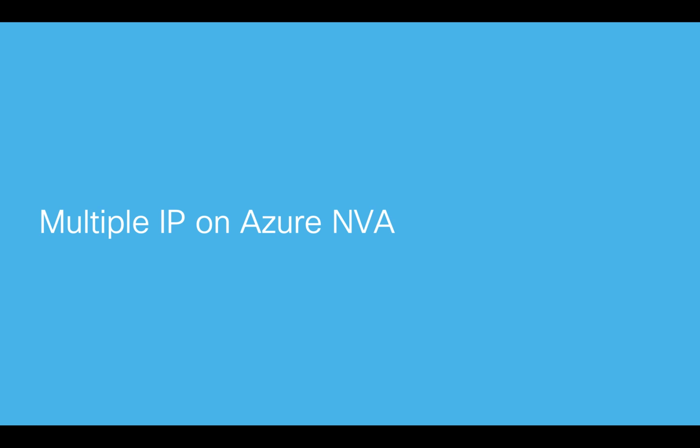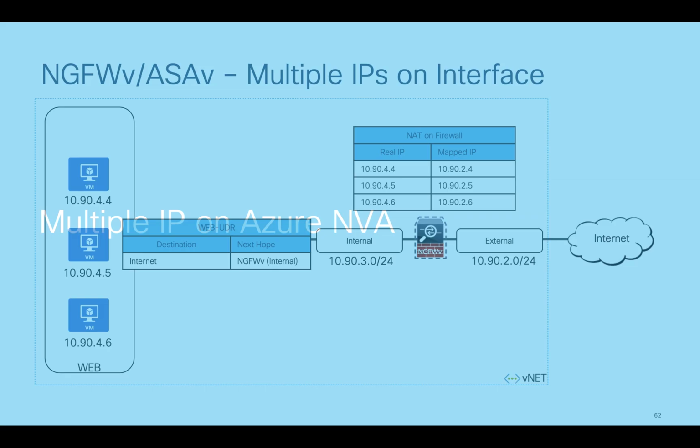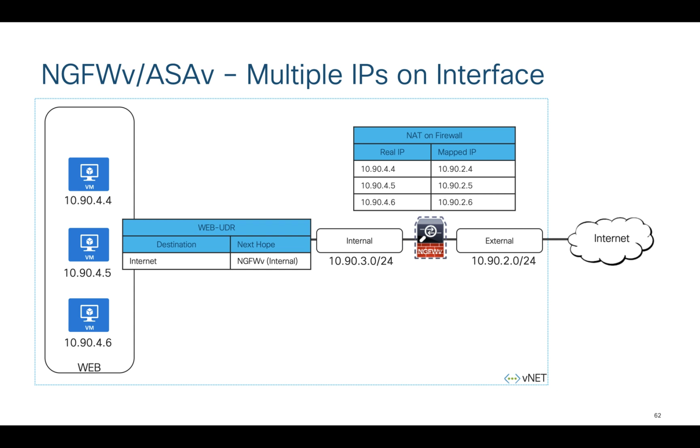Now let's talk about another use case. We get a lot of customers asking for multiple IPs on a device. So if you look at this particular example, we have three web servers and a firewall deployed at the edge. On the firewall, initially I will have only one IP address, but I can assign additional IP addresses and then map those additional IP addresses to different public addresses as well.